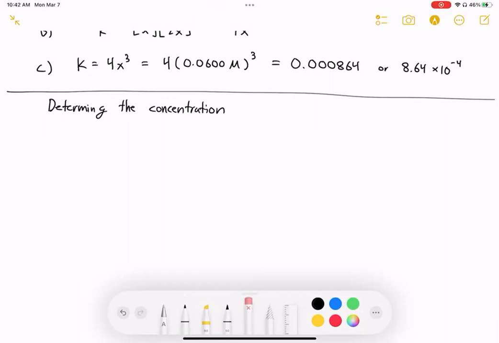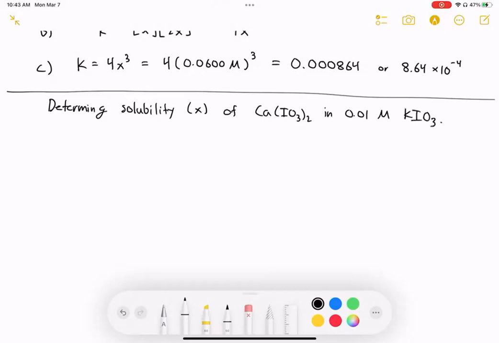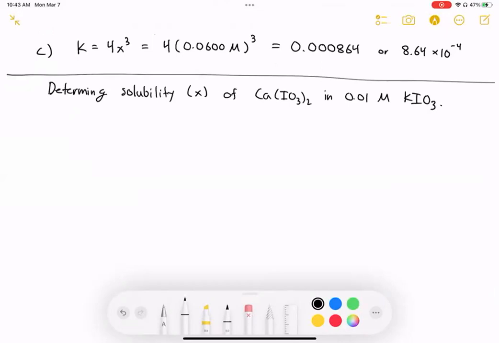Determining solubility, oh, sorry, not the concentration. Determining solubility of X. So remember, when we do a KSP expression, X is always our solubility of the solvent itself, of calcium iodate in 0.01 molar potassium iodate. This is what we call the common ion effect, and it actually makes solubility, I think, decrease.